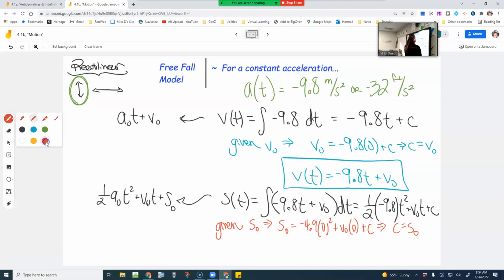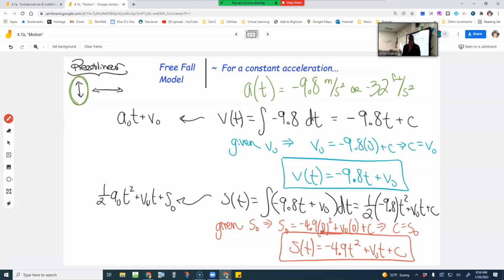So then we can say our position in free fall is equal to negative 4.9 t squared plus v sub naught t plus c. But we did all of this based on Andy saying, hey, choose this one at the beginning. We chose the meters per second. So if we wanted to keep it general and not specific to meters per second, these are the formulas we would have, but once again, only for free fall, which means only for a constant acceleration.